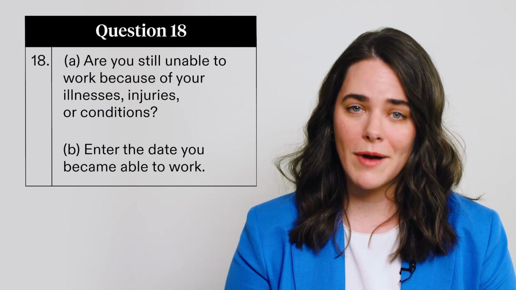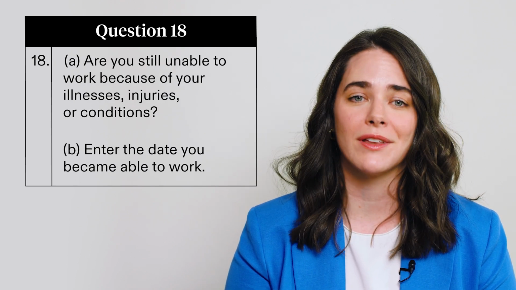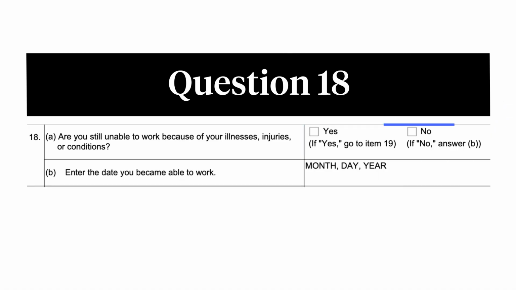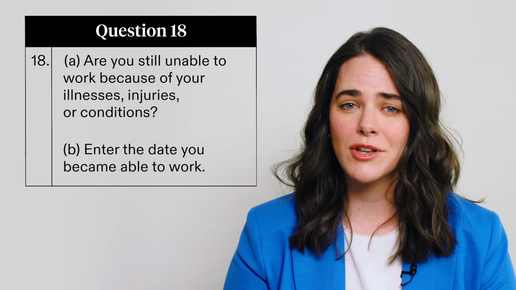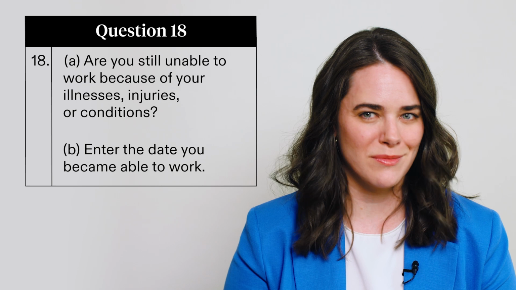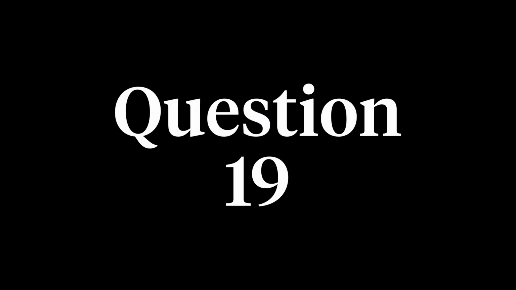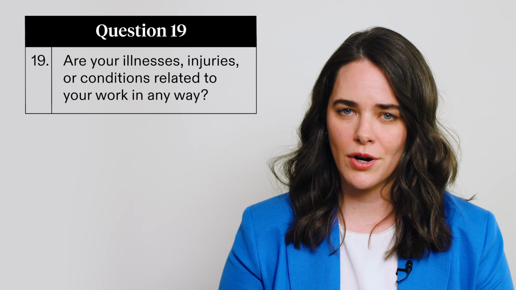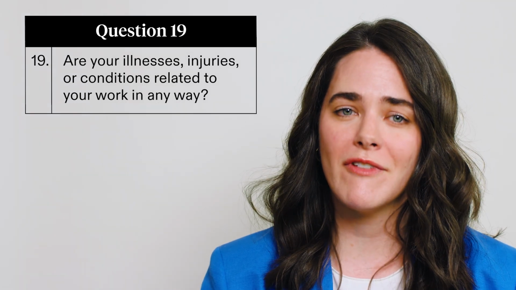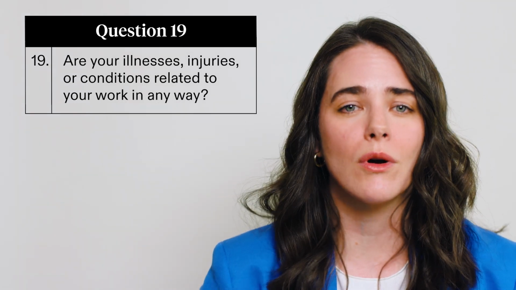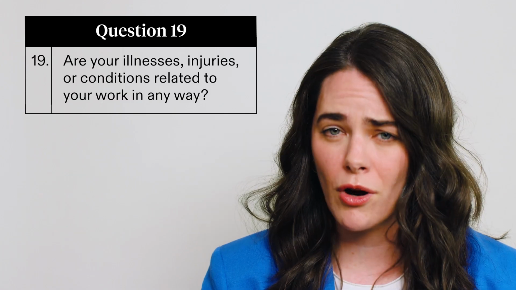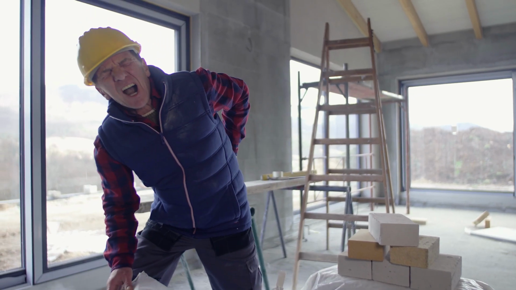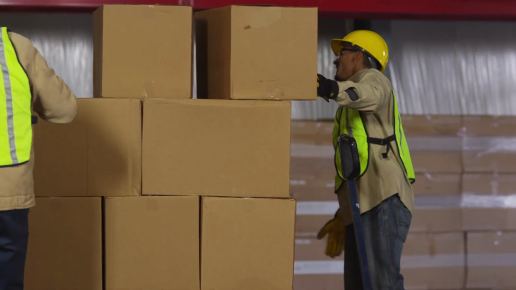Question 18. Here the SSA wants to investigate more about your condition and how it affects your ability to work. If you are unable to go back to work, check the yes box in 18A. Presumably, if you're watching this video, your condition makes it impossible for you to work. Question 19. This question asks if your injury, illness, or disability is related to your work. You'll check yes if a one-time event at work caused your condition, or if your condition is a long-term result from work, like if you developed a repetitive use injury, like back pain from a manufacturing job.